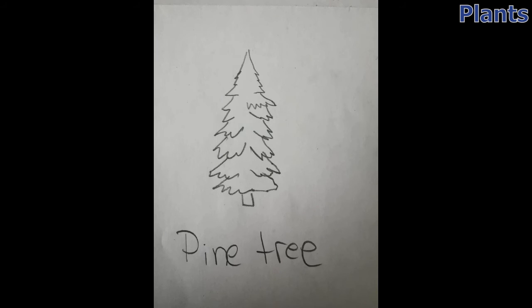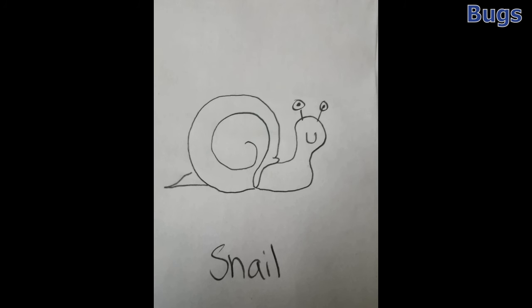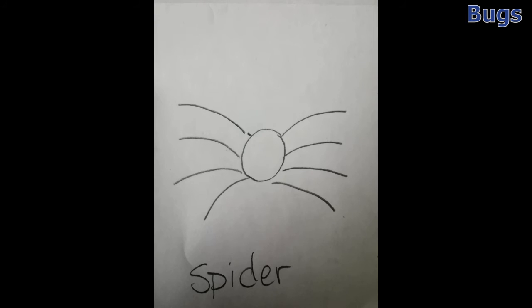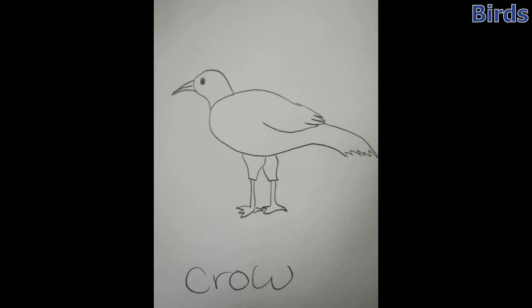So I chose to do a group of plants, which included the burdock plant, the pine tree, and the white birch tree. I chose to do a bug category with a snail and a spider. I chose to do an animal category with a squirrel and a groundhog. And I chose to do a bird category with a chickadee, crow, and duck. These were the categories I chose, but you can choose any that you want.